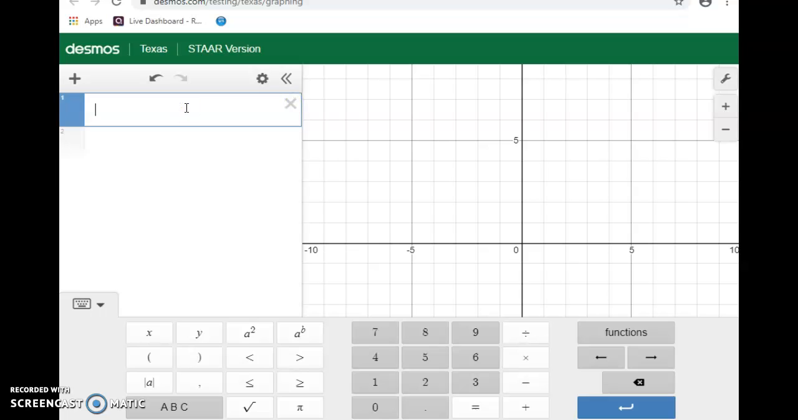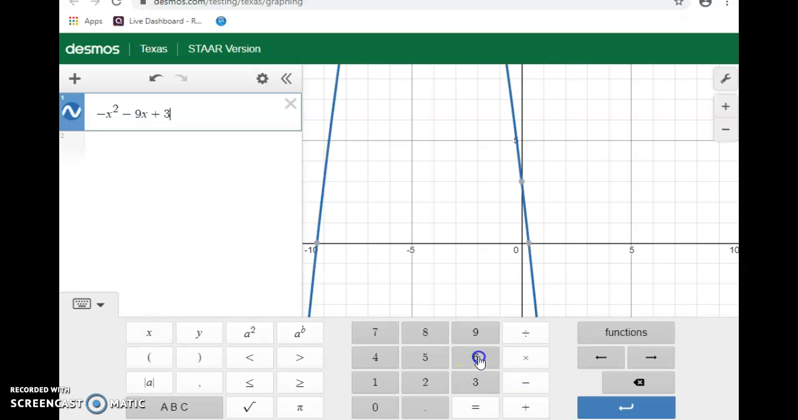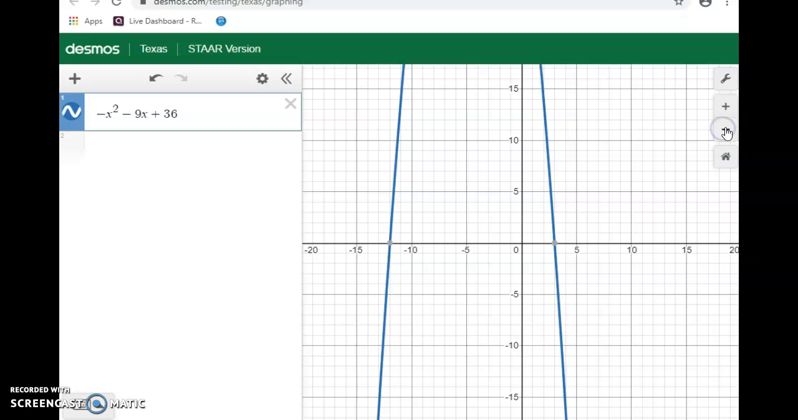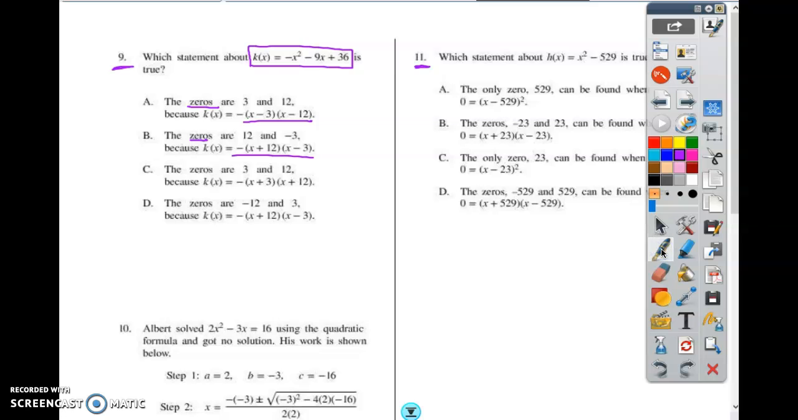We have the equation that says k of x, which you don't have to type, negative x squared minus 9x plus 36. Here's my 0, and here's my other 0. Positive 3, negative 12. Let's go look at our paper. Positive 3, negative 12. I'm going to change colors. Positive 3, negative 12, no. Positive 3, no. Positive 3, negative 12, yes.